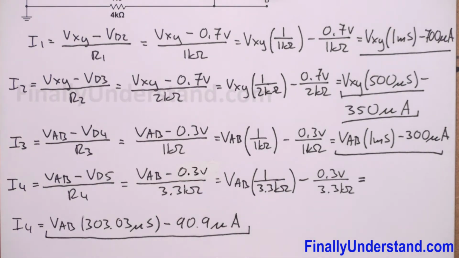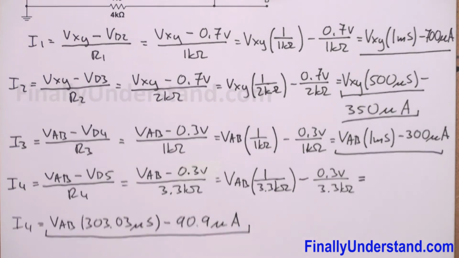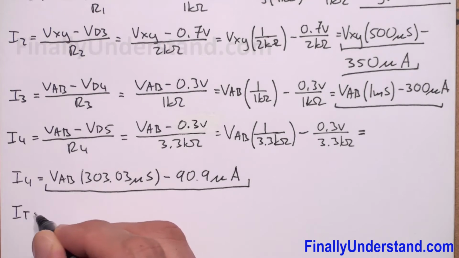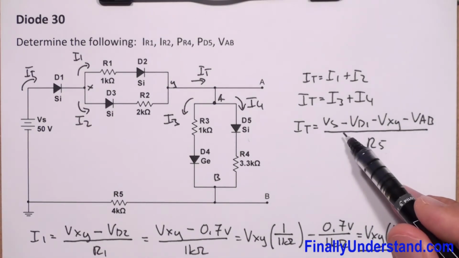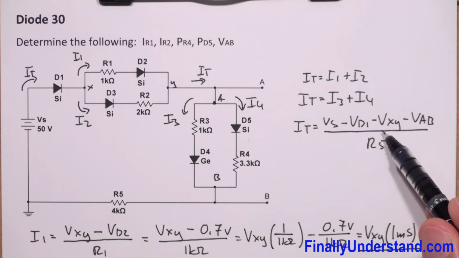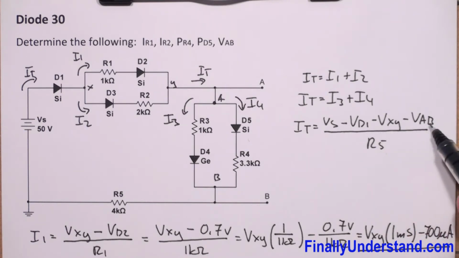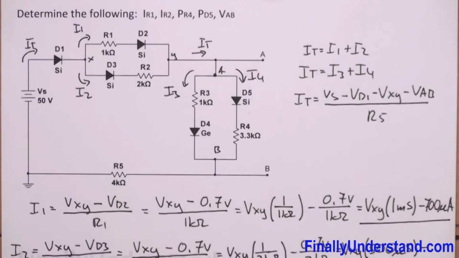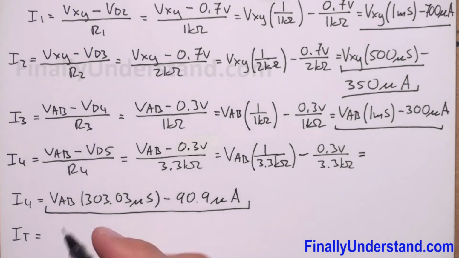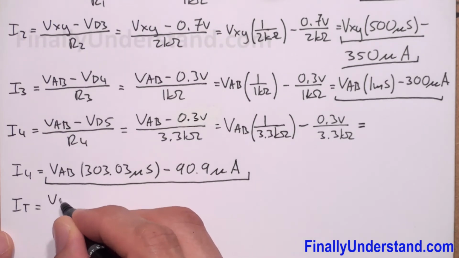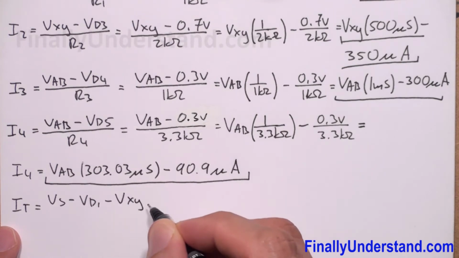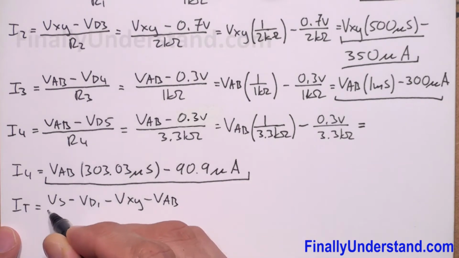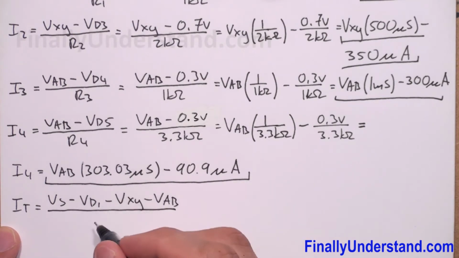Next, I'm supposed to find current I total. Okay, so I have I total, as we said before, is equal to the voltage source minus VD1 minus VXY minus VAB over R5. So let me copy down this formula. So I have voltage source minus VD1 minus VXY minus VAB over R5.